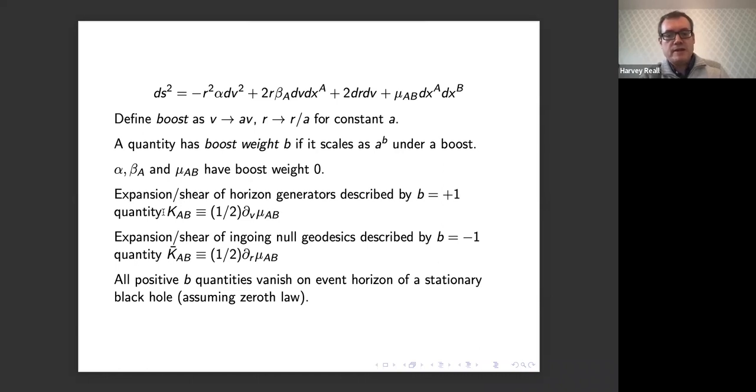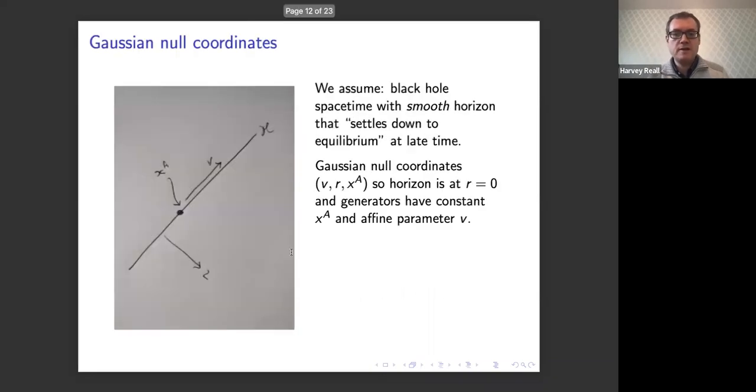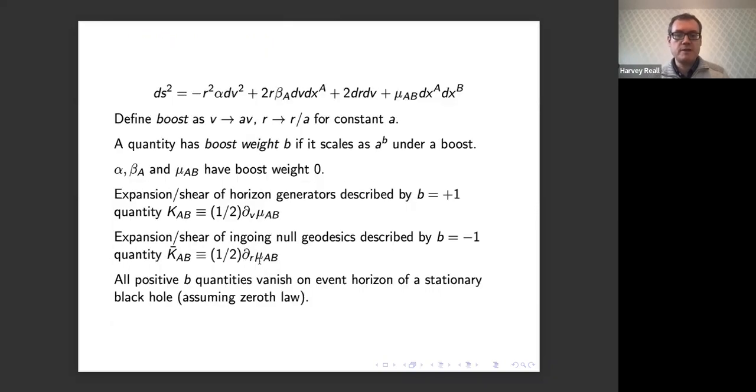But if we look at the quantity K, which I've referred to several times, let me now define it. It's just the V derivative of mu with a factor of a half. So this describes the expansion and the shear of the horizon generators. This is a quantity of boost weight +1. And if you look at the expansion and shear of geodesics transverse to the horizon in this direction, this is given by the R derivative of mu. This is the quantity I've called K bar. These have boost weight -1.